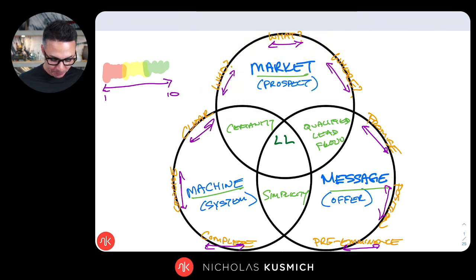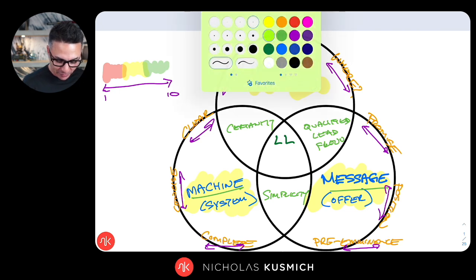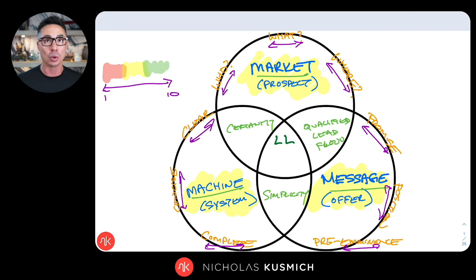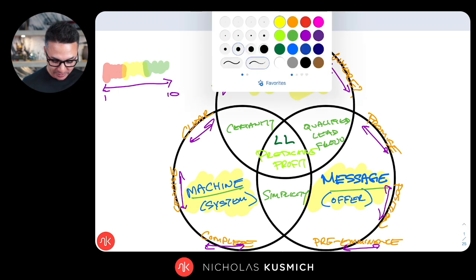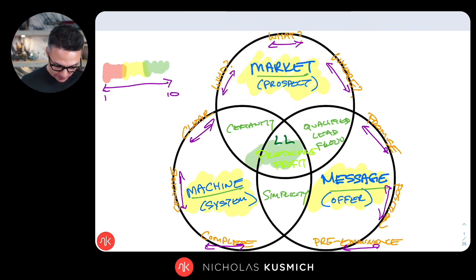When we look at having a great market, we know exactly who our prospect is, what motivates them, where to find them. When we have a message that stands out as a category of one, we swim in a blue ocean. And when we have a machine that is clear, concise, and complete, at the end of the day, what that means, and this is our ultimate goal here, is we have predictable profit. And that really is what we all desire and what we need.